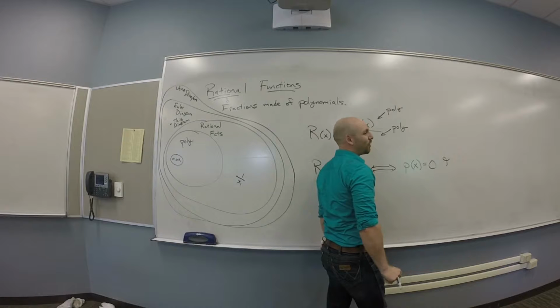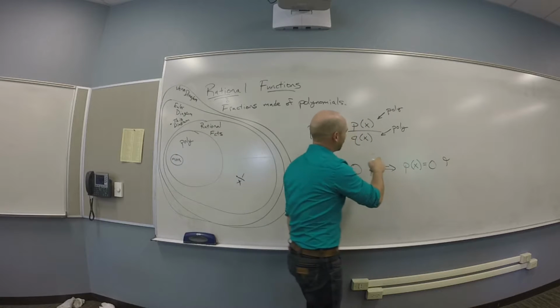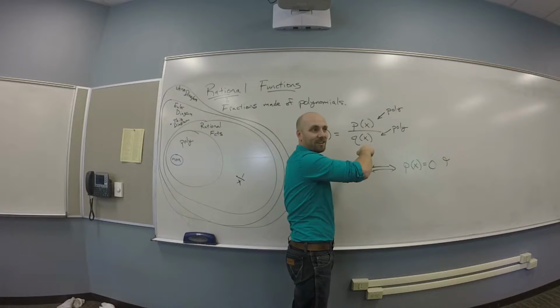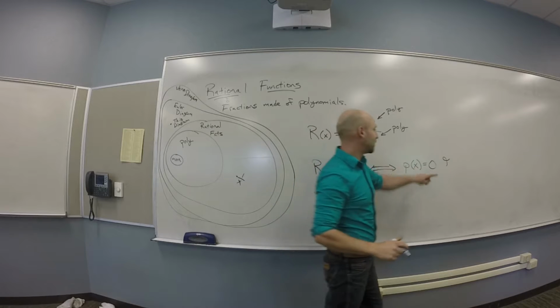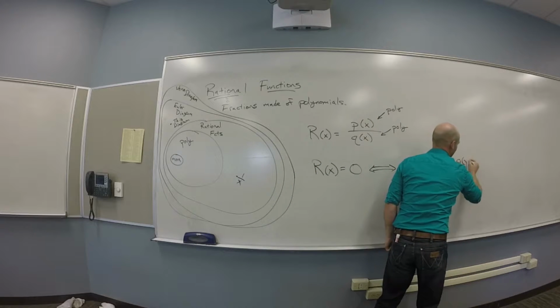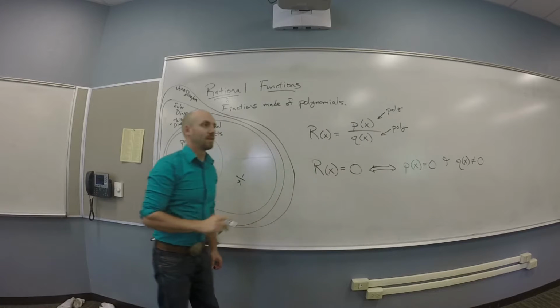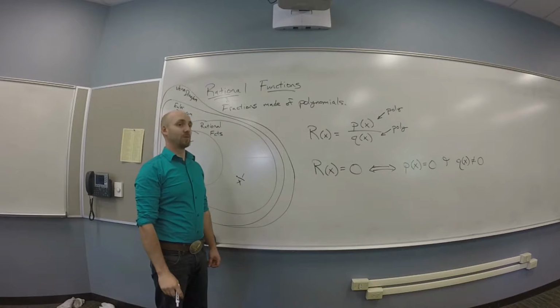What do you need to have happen? What if you get q of x is 0? Then it's something over 0, and that's undefined. So q of x can't be 0. You need p of x to be 0 and q of x not to be.